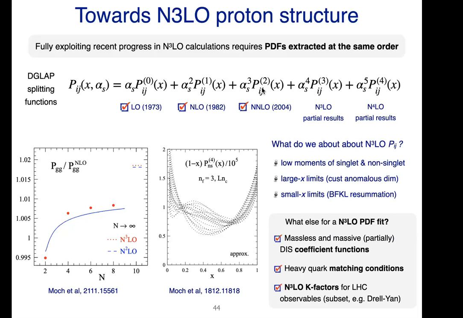N3LO had to wait for more than 20 years. And right now we still don't have the full N3LO, but we have partial results. So we have results on low moments, we have results on large and small x limits, and so on. So we can construct some approximation which is suitable for phenomenology. And this we also need to compute coefficient functions from DIS, heavy quark matching conditions. So this is not an easy task, but clearly, given that it is key for LHC physics, it is going to be very high in our priority list.